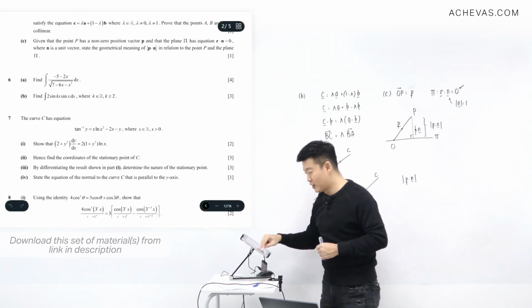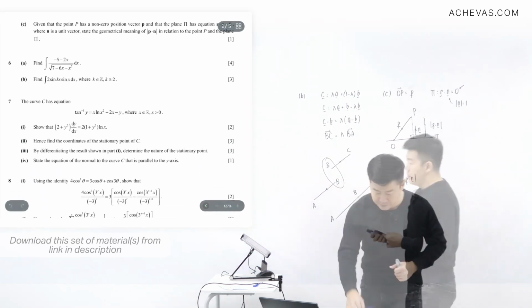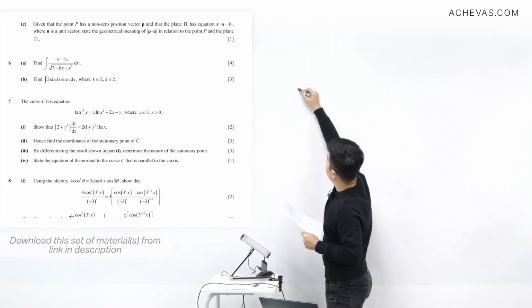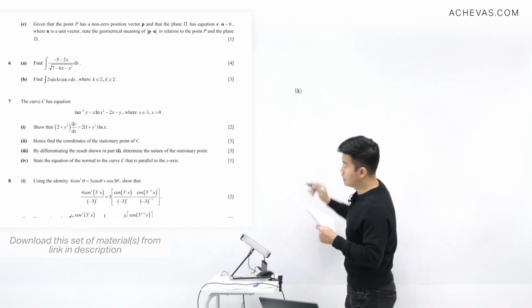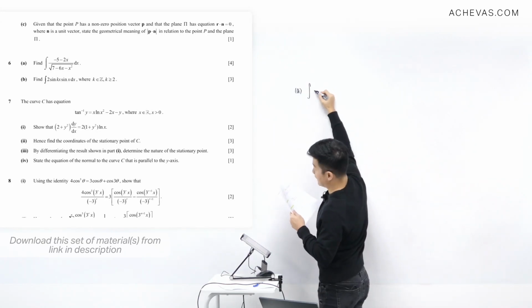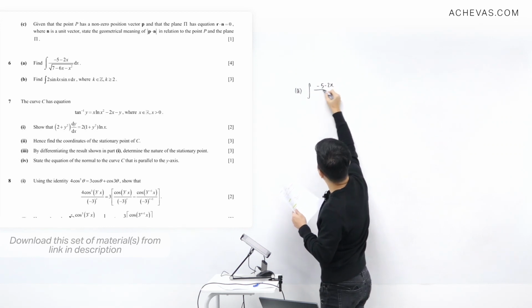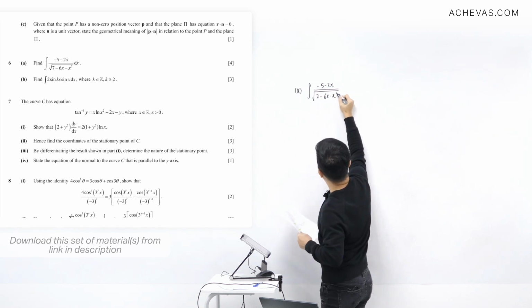Let's move on. Let's take a look at question number 6. For question number 6, A and B, they are integration questions. So integration techniques question, we have this, minus 5 minus 2x divided by the square root of 7 minus 6x minus x squared.